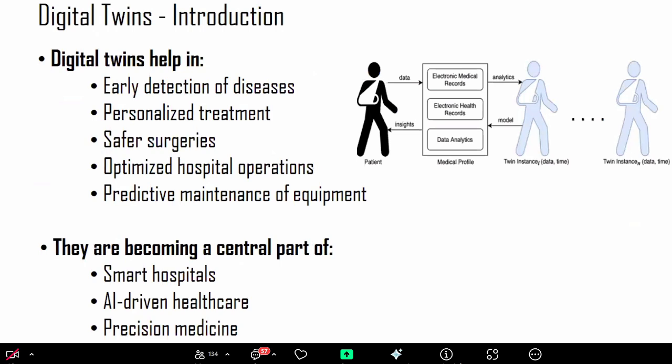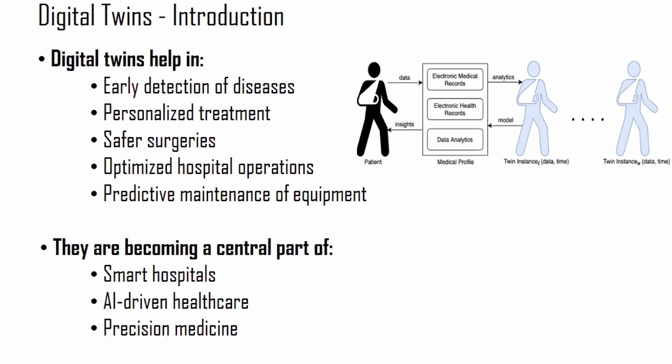Okay. So next one, as I told, I have already highlighted this. Digital twins help in early detection of disease and personalized treatment, safer surgeries, optimized hospital operations, and predictive maintenance of equipment. And here I have given one simple image. So how does this work? This is the physical object, which we call a patient. And the real-time data will be passed into the model. So this is our digital twin.